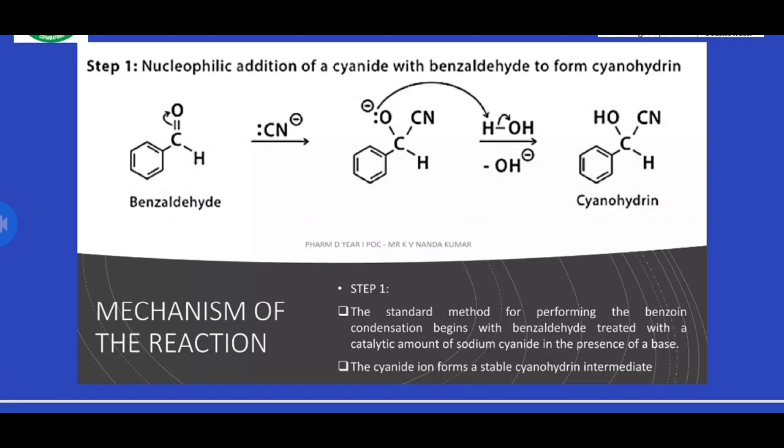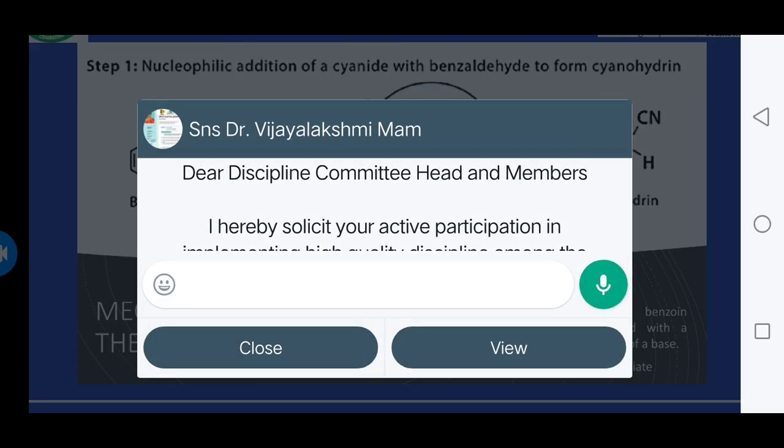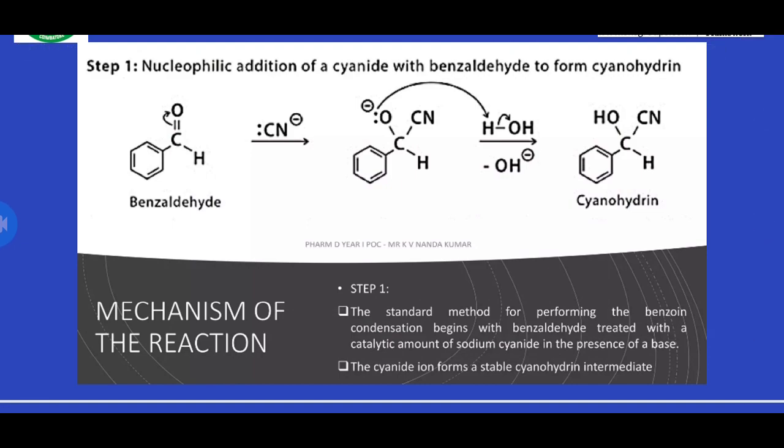Here see, the cyanide salt is ionized as K and CN. Now there is a nucleophilic addition of cyanide to the benzaldehyde. First see how the cyanide is attached to the benzaldehyde. You will get one intermediate that undergoes a hydrolysis reaction, so it forms a cyanohydrin. It forms a stable cyanohydrin intermediate. The first one is an unstable intermediate; by means of cyanide, it is converted into a stable cyanohydrin intermediate.